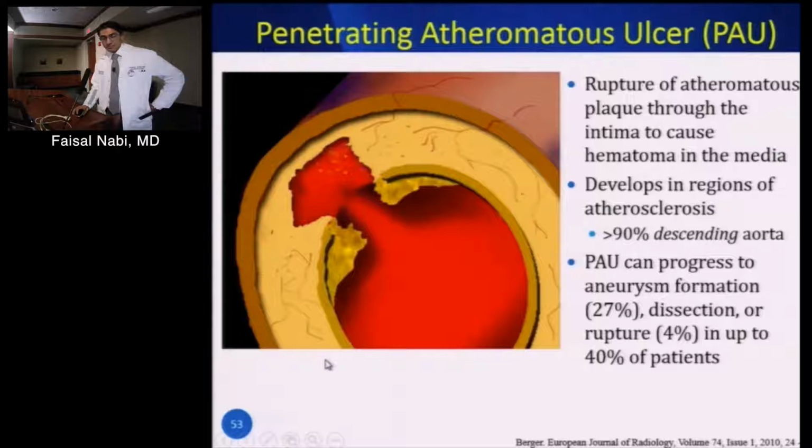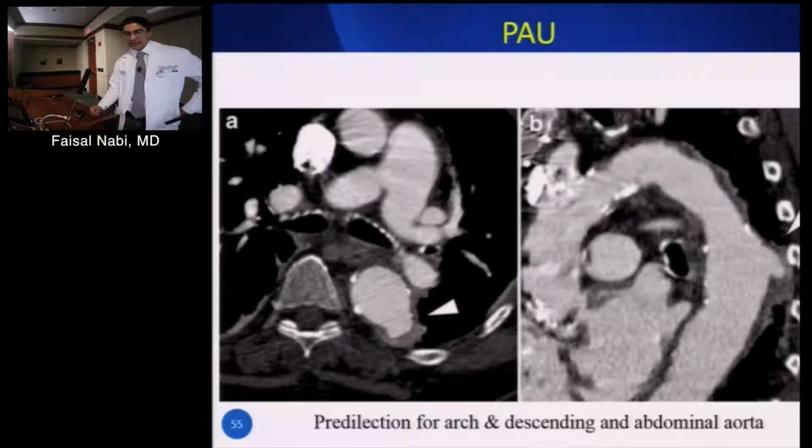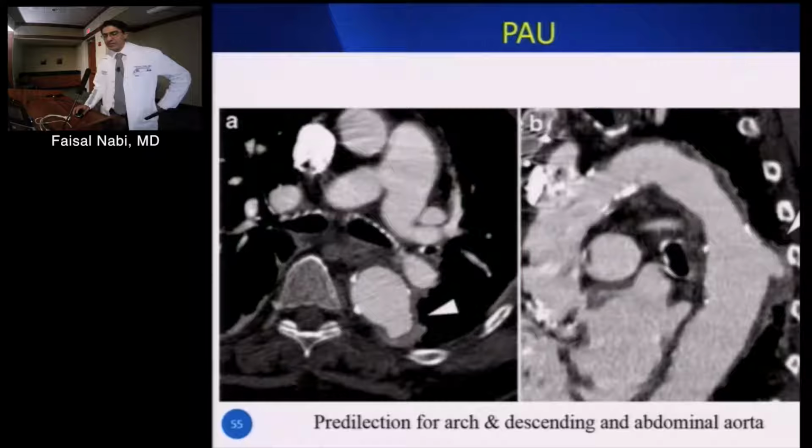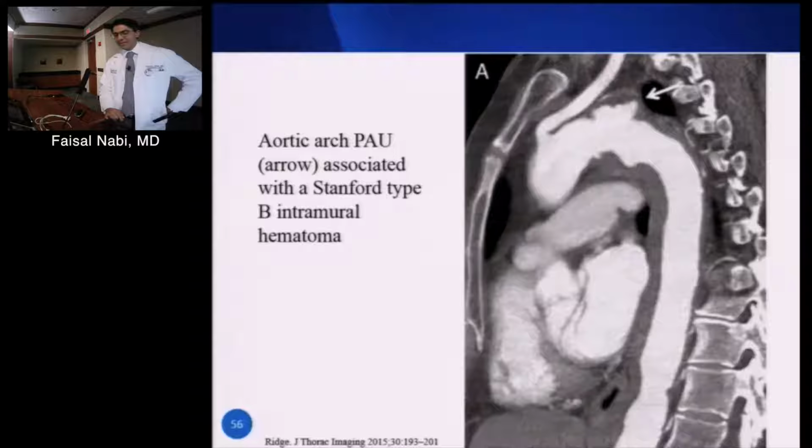And so here are examples. Again, you see atherosclerosis in each of these images, followed by a mushroom-like outpouching of the wall. Okay, and here is another one. Again, notice its predilection is in regions of atherosclerosis, such as the descending thoracic aorta. And here was an interesting case where you had a penetrating ulcer, and although the tissue intensity doesn't show it well here, you had an associated intramural hematoma going down the descending thoracic aorta.